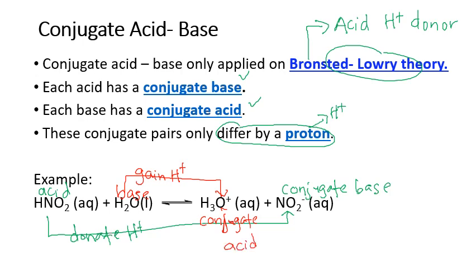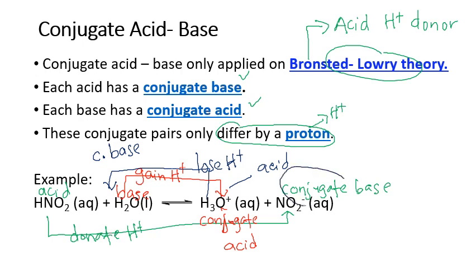So let's say the equation is reversed, like this, H3O+ goes to H2O. So in this case H3O+ will lose H+. So H3O+ in this case will become acid, while H2O will become the conjugate base. So from this example, we will always know that when we have the word conjugate, it means that it is the product.